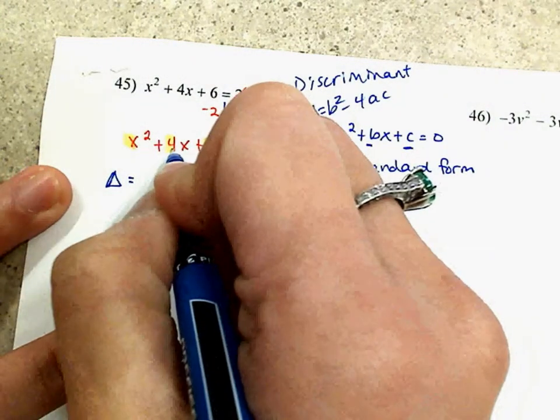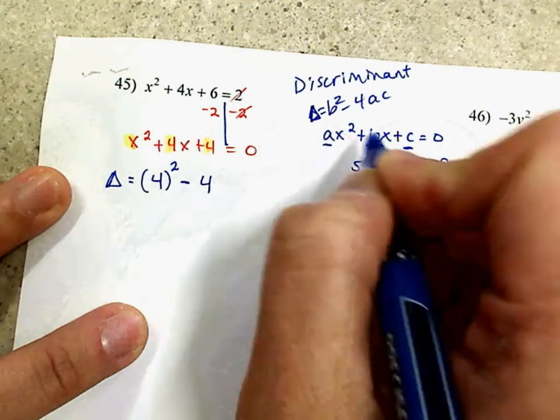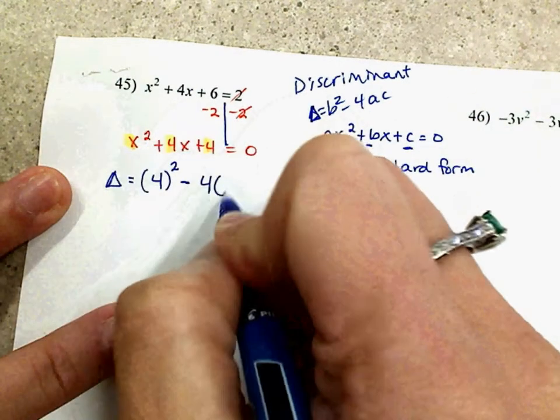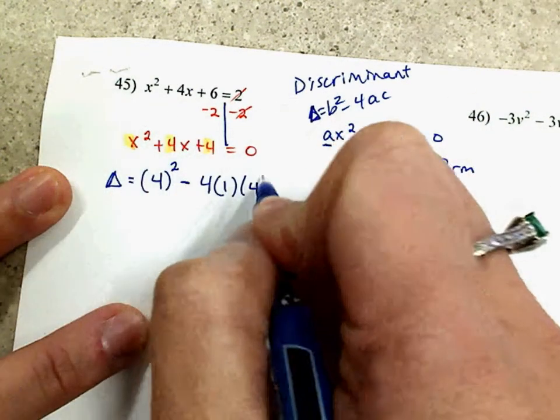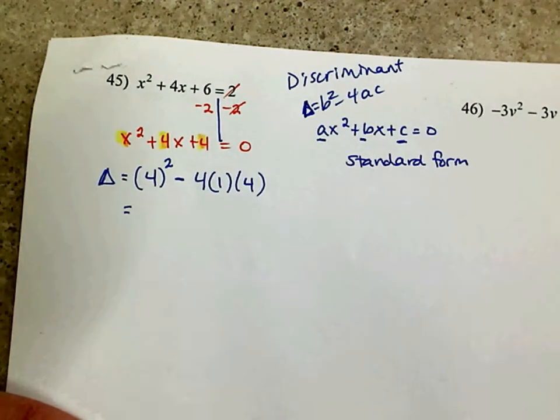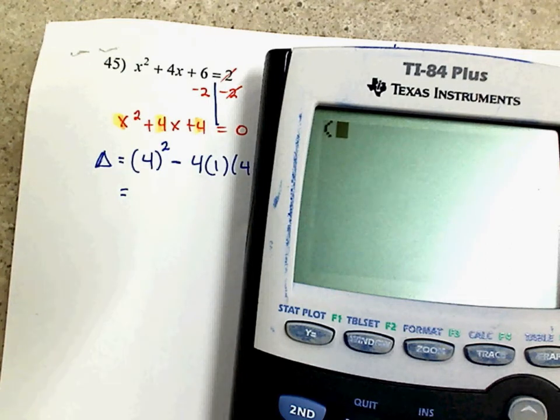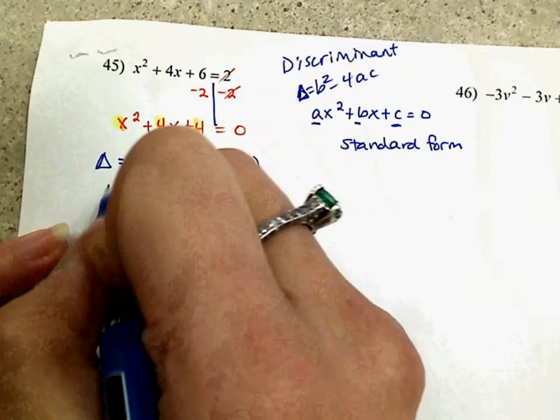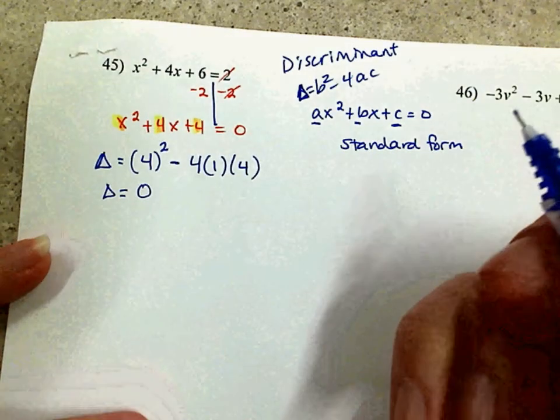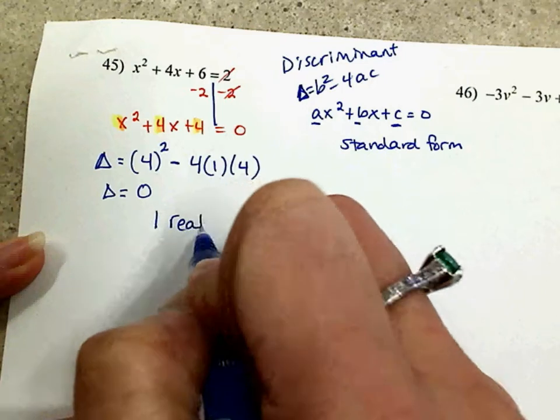So you're going to take B, 4 squared, minus 4 times your A times your C. And you can type all that into your calculator, just like such. All right. 0. Is it 0? Yeah. If your delta is 0, how many answers do you have? One real answer.